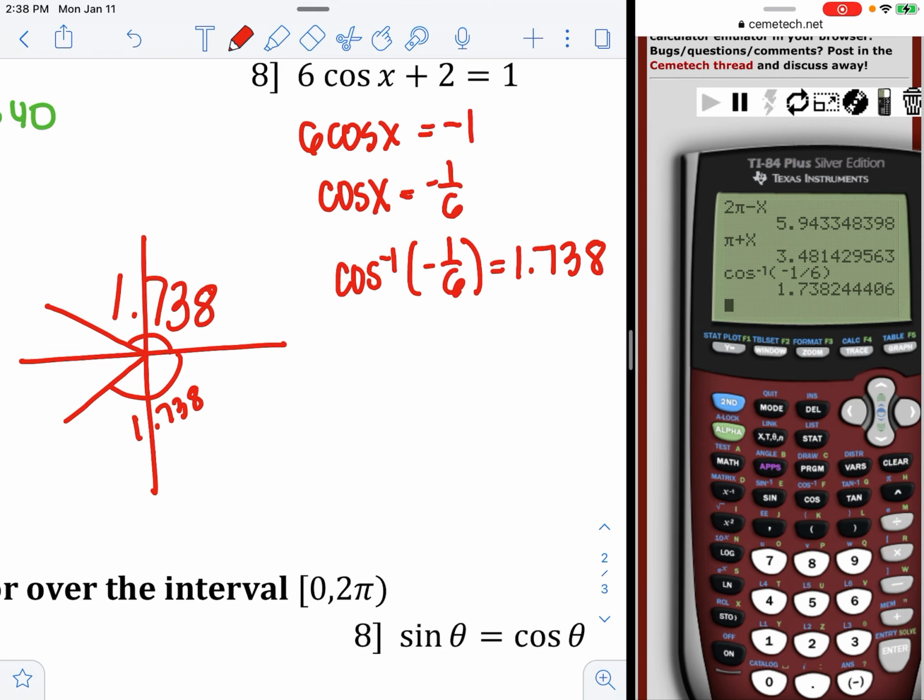And now I'm going to find my answers. Positive x-axis, counterclockwise until you hit your first terminal side. So you can see that your first angle, x, is 1.738.